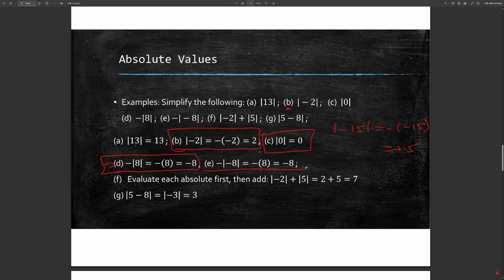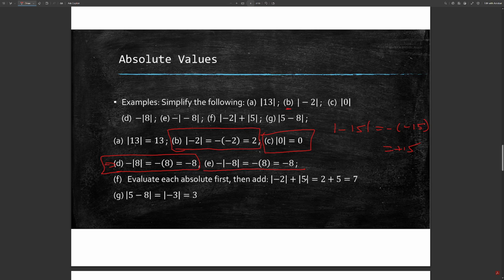Look at E. I already know that whatever is inside these two lines is positive, so this is positive 8. I could read it in my mind as positive 8. So the negative of positive 8 is negative 8, because the negative sign has no effect on what goes on inside here. Now we could combine this and do simple addition, as done here in F.